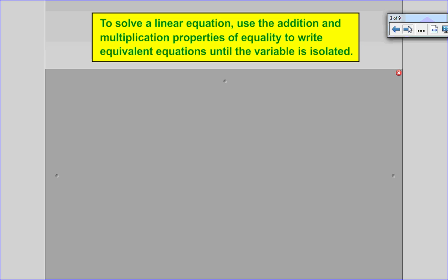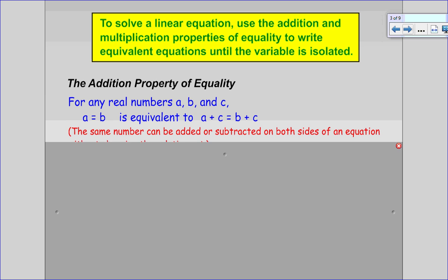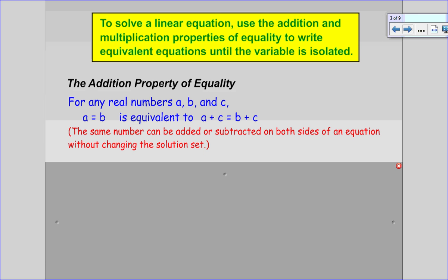Our formal definition of solving linear equations states that you must use the addition and multiplication properties of equality to write equivalent equations until the variable is isolated. Let's take a look at the addition and multiplication properties. The addition property states that for any real numbers a, b, and c, a equals b is equivalent to the equation a plus c equals b plus c. Essentially, the same number can be added or subtracted on both sides of an equation without changing the solution set.